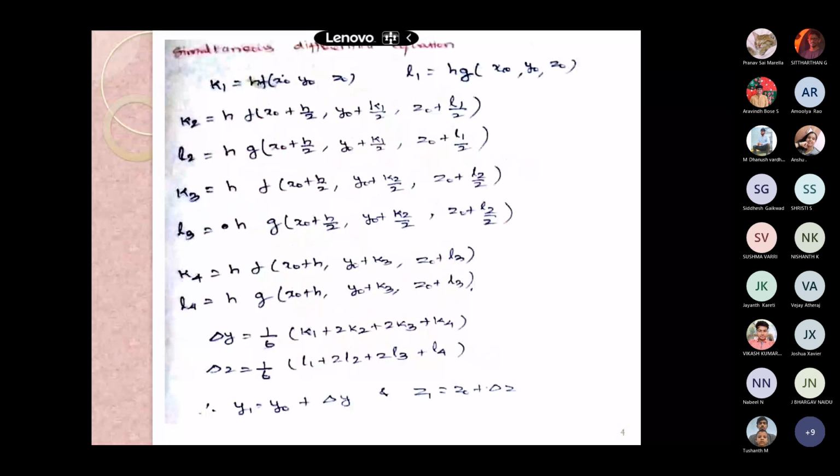And this is the simultaneous differential equation. This will be detailed once the second order, third order, and fourth order problems are over. At that time, we will come back and see the simultaneous differential equation formulas.